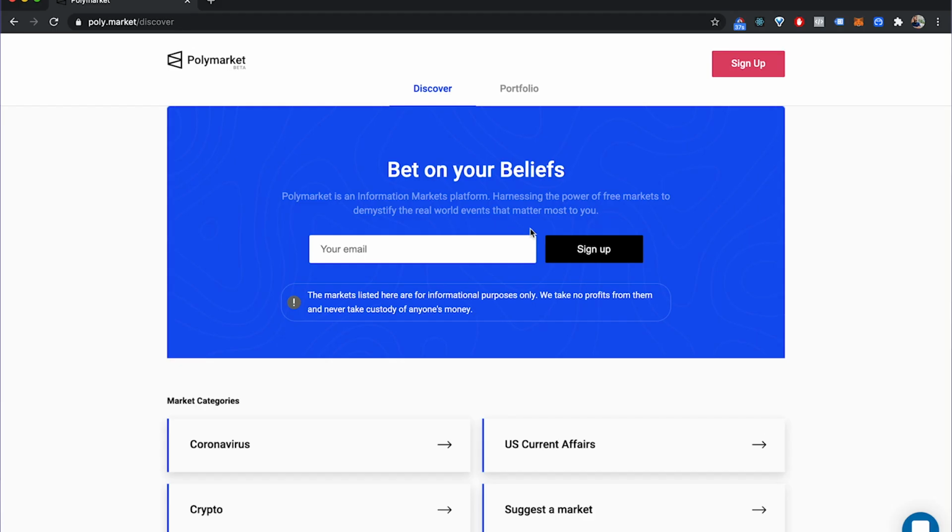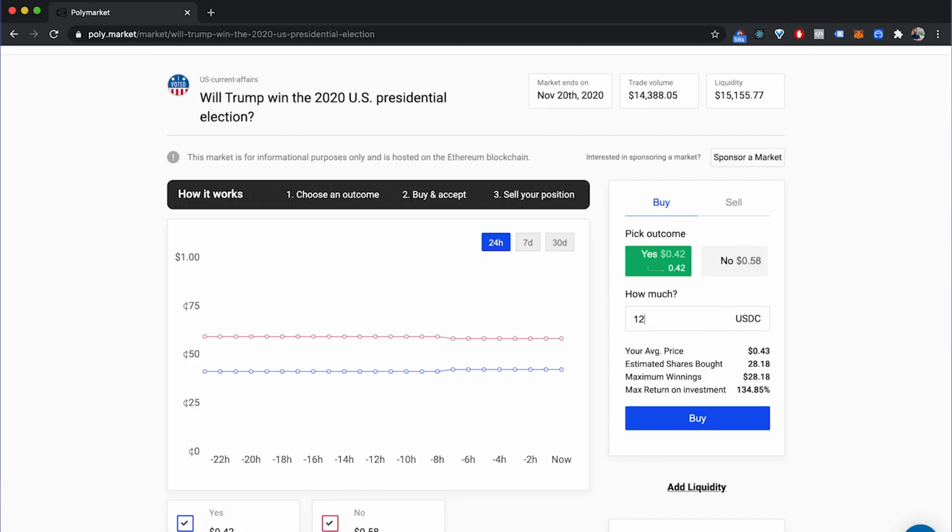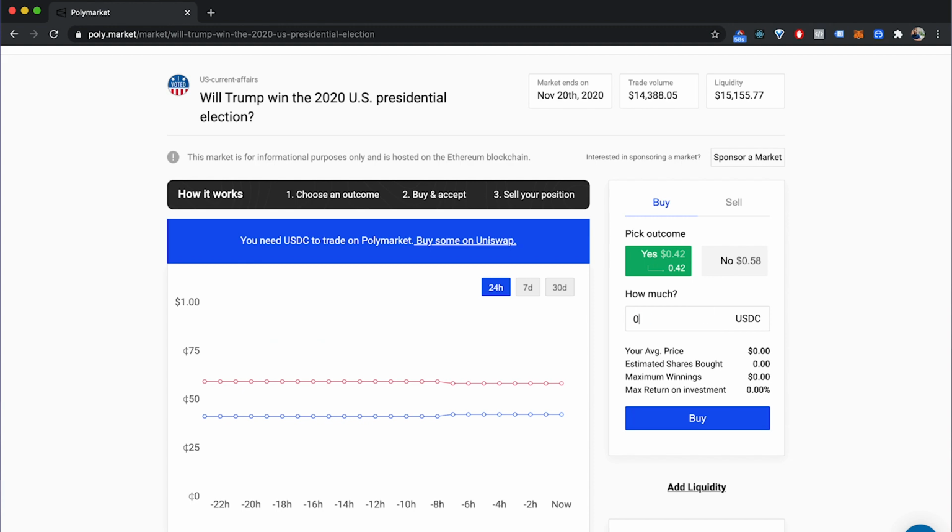Polymarket uses Ethereum to create smart contracts based on Gnosis Conditional Token Framework to create automated market makers. In English, Polymarket uses recent technology to create automated market makers in which the price of shares reflects the demand of those shares. So the most popular share will be the one with the higher price.